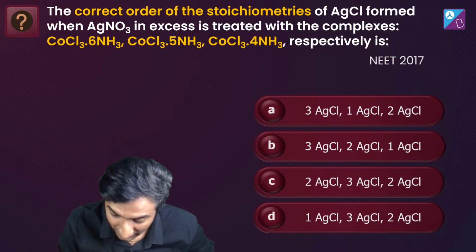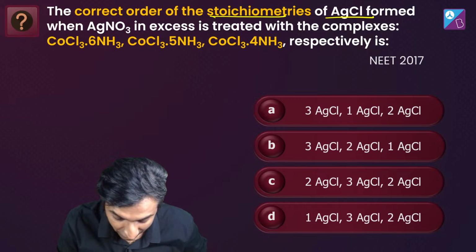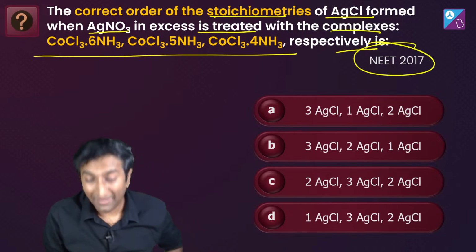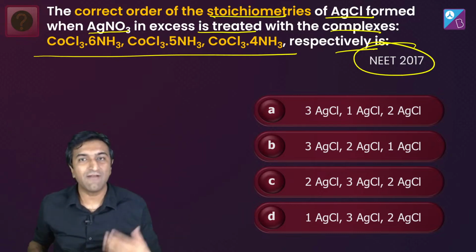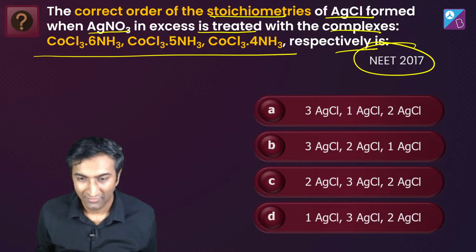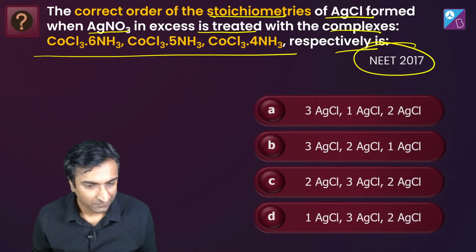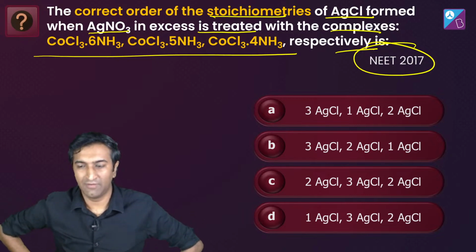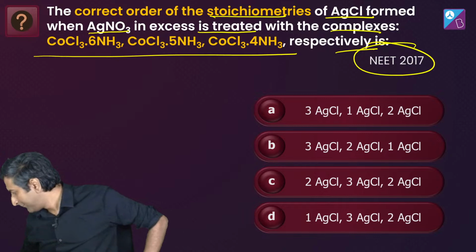Khair, the correct order of stoichiometries of AgCl formed when AgNO3 in excess is treated with the complexes, all of these as what? भाई ये नीट में पूछा गया, इसमें लाइक आशीष why are you asking a question like this man, this is just a theory question, नीट में पूछा गया था 2017 में, इसलिए मैं आपसे पूछ रहा हूं, what do you think? या गुड जॉब देवांशी एंड राजन मुखर्जी जी एज वेल, what do you think, इस सवाल का जवाब क्या होगा बताइए?